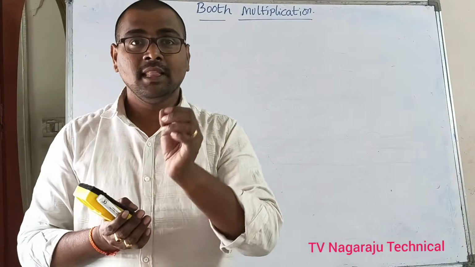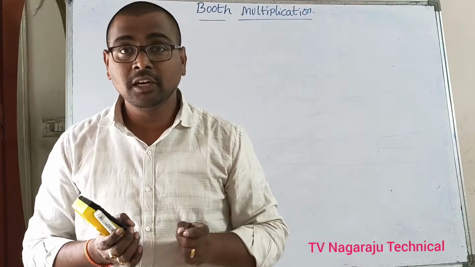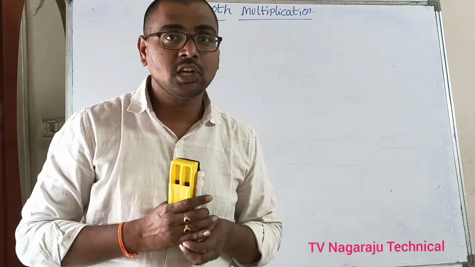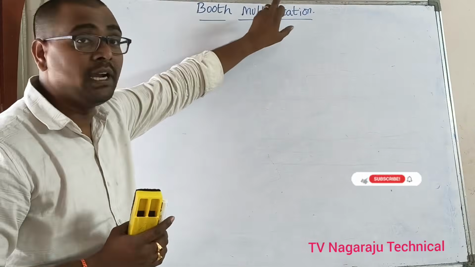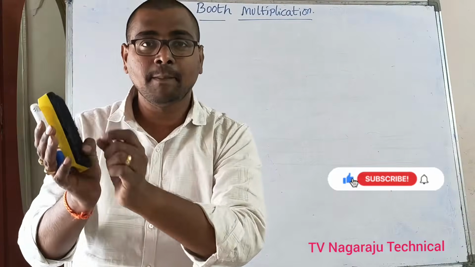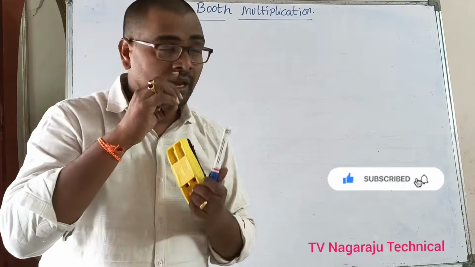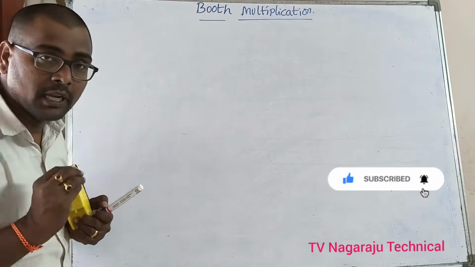Welcome to our channel. In the last session, we discussed the multiplication algorithm for signed magnitude data. Now, in this session, we are moving to the Booth multiplication algorithm, which is used to multiply numbers that are in 2's complement representation. Okay, now let's move to this Booth multiplication.